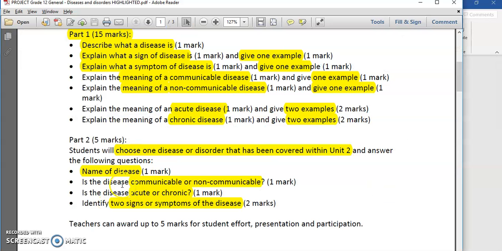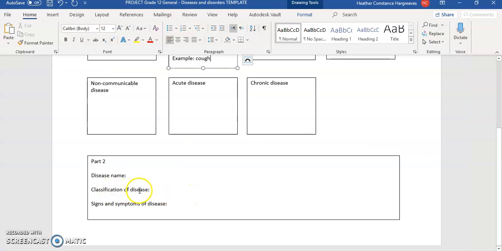And then the classification. So I'm asking you whether the disease is communicable or non-communicable, or whether the disease is acute or chronic. So that's what I mean by classification of the disease. So you would say acute or chronic, and communicable or non-communicable here.